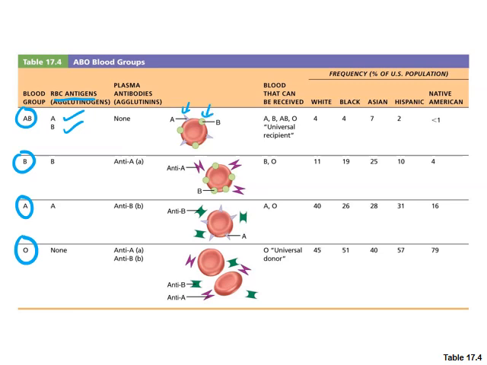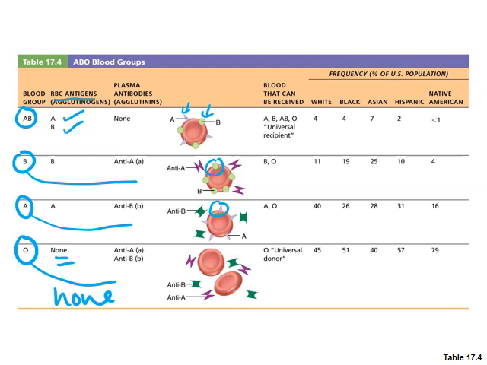So if you have blood type AB, on the surface of your red blood cell, you're expressing both A and B proteins. If you're blood type B, you're only expressing B's on your red blood cell. If you're A, you're only expressing A's on your red blood cell. What about O? None. You're naked.